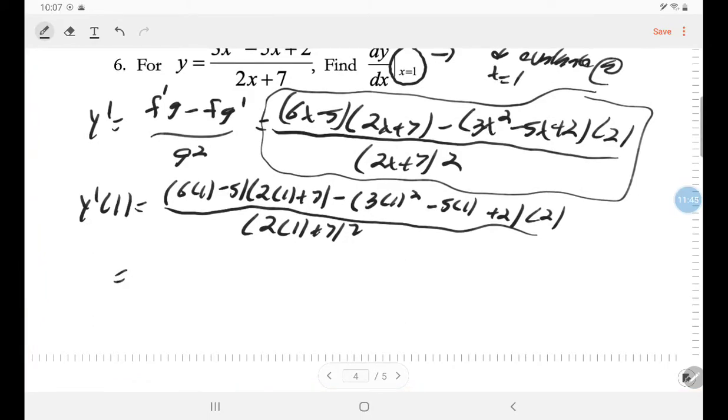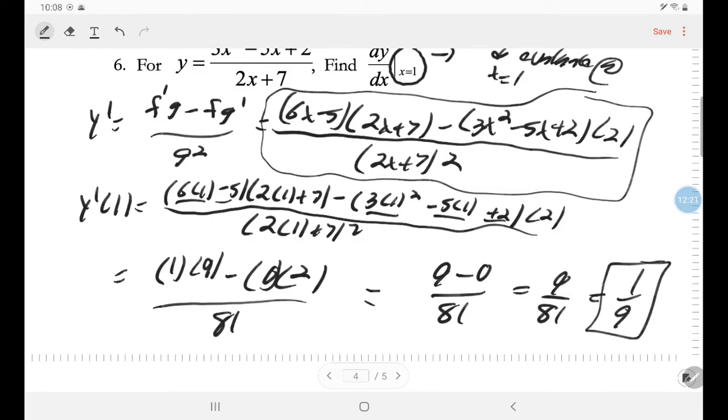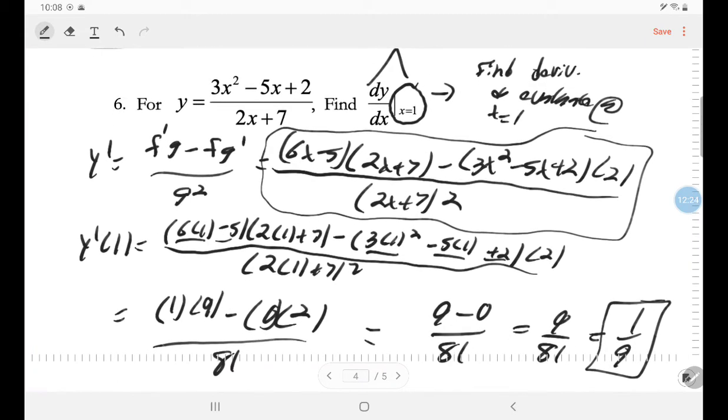Now you're done with the variables. It's really easy. That makes 6 minus 5, that's 1. 2 times 1 is 2 plus 7, that's 9. Minus, that's 3 minus 5 is negative 2. Plus 2, that's 0. And on the bottom, 2 times 1 plus 7 is 9. 9 squared is 81. So I basically get 9 minus 0 over 81, which is 9 over 81, which is 1/9. And there's your answer.